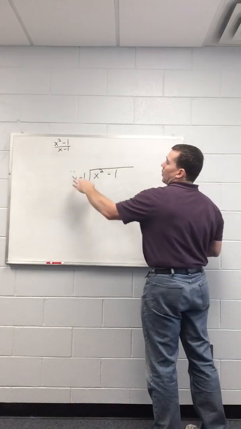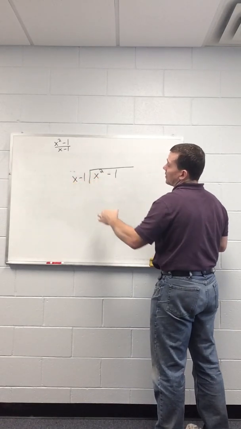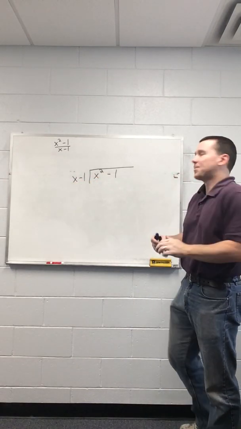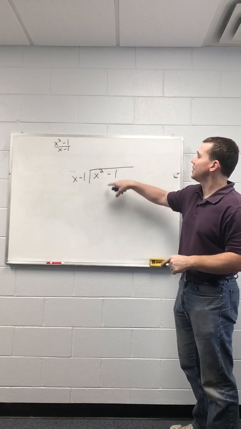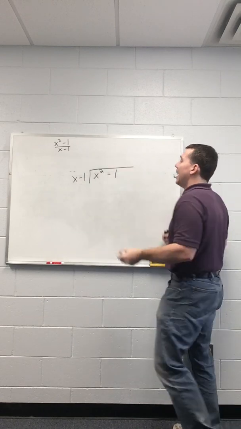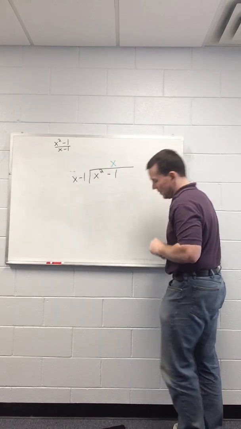And then I say, what do I multiply x by to get x squared? X. The problem is, there's no linear term, there's no x term here to put the x above. I could just randomly stick it right there.